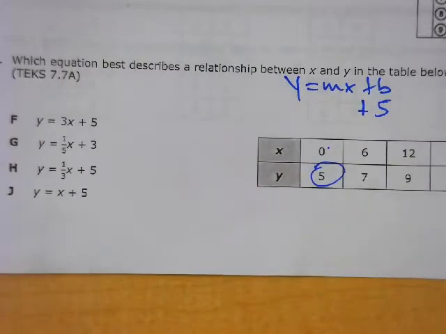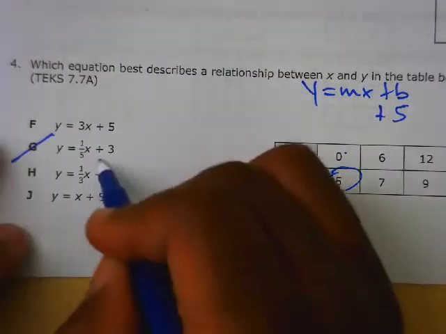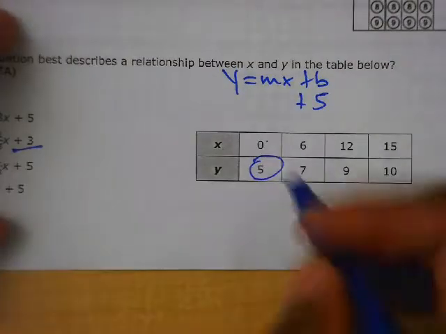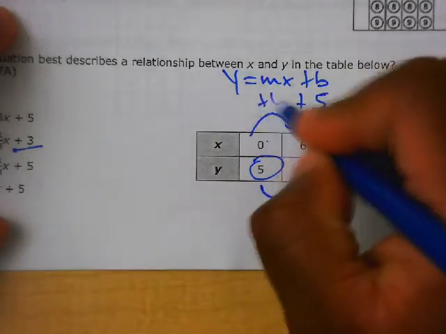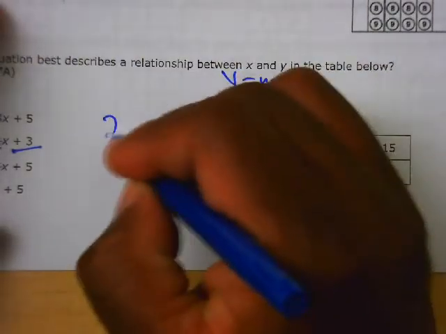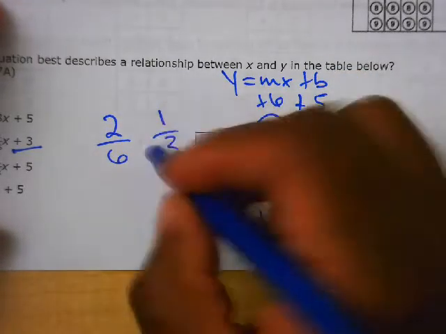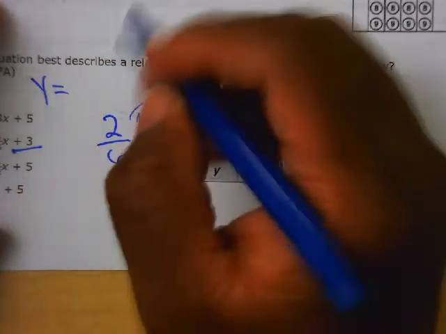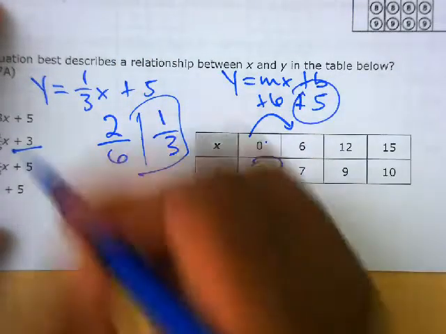So if I look at my answer choices, I can already eliminate this one right here for sure, because this says plus 3, and our intercept is positive 5, so it's plus 5. From there, I can look at the change in y, it's plus 2, and the change in x is plus 6. So I put 2 over 6, which simplifies to 1 over 3. So my slope is 1/3, and I can write my equation as y equals 1/3 x plus 5. And so the answer is H.